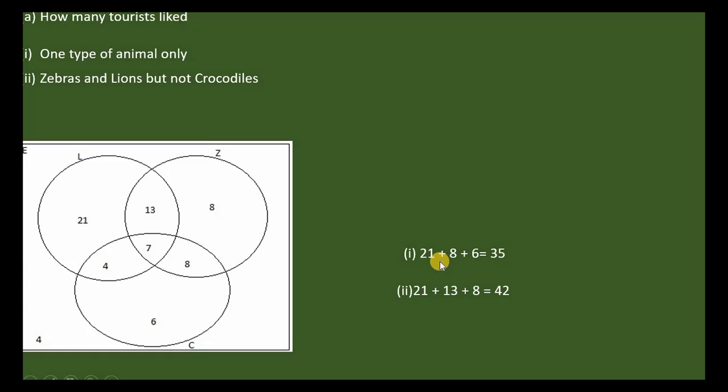For the first part where we wanted only one type of animal, we added 21 plus 8 plus 6 and we found 35. And for zebras and lions but not crocodiles, we added 21 plus 13 and 8, we found 42. And for today we end here.